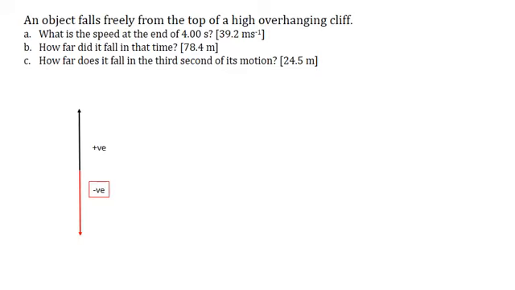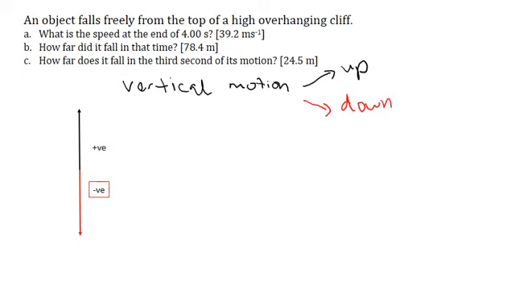Okay, now this question deals with something called vertical motion. During vertical motion, objects can either move up or they can also fall down. Imagine you have an object, a ball. If you throw it upwards, it will move up, and then at a certain point it will stop, and then it will start to move down.